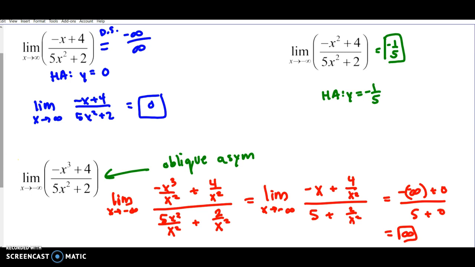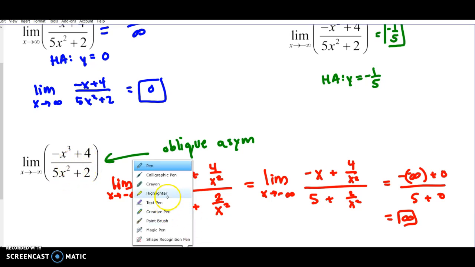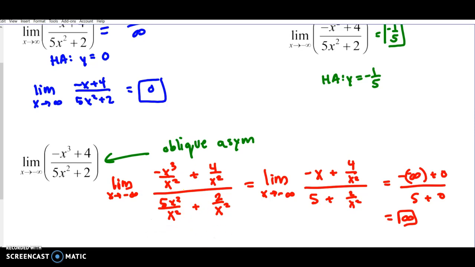Now, in this one, since the degree of the numerator is 1 larger than the degree of the denominator, we know that we have an oblique asymptote, or in other words, a slant asymptote. So this is where I use that third method that I had used in the very first example, where, remember, we can divide every term in the numerator and denominator by the highest degree term in the denominator. So in other words, I just went ahead and I divided every term by x squared.